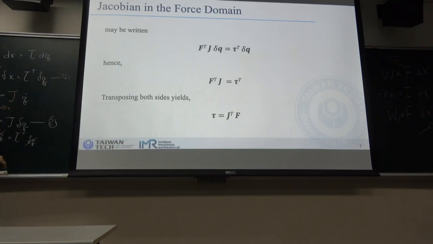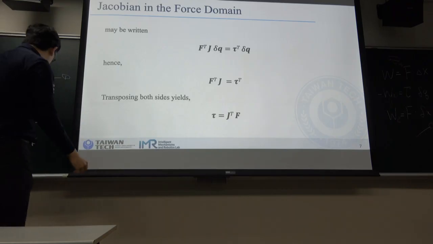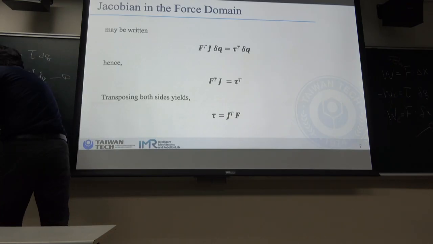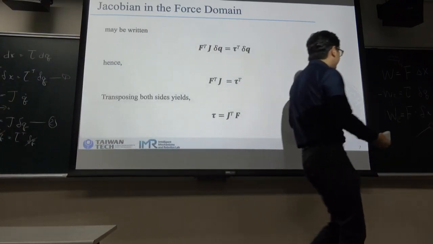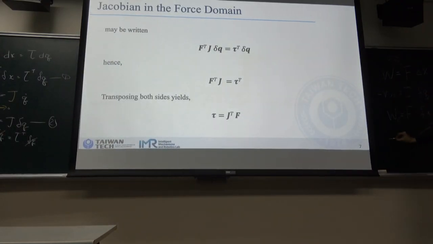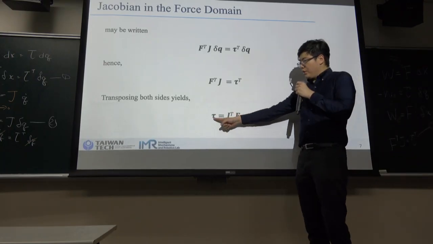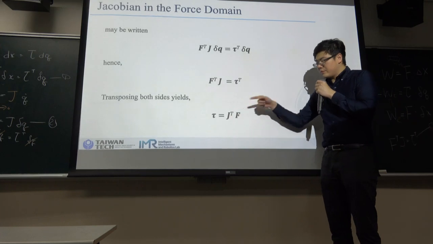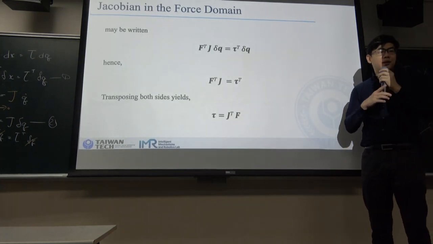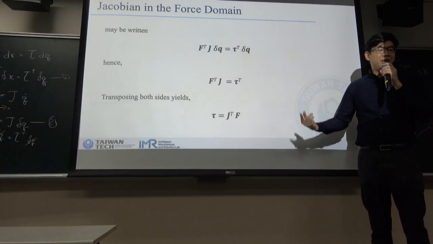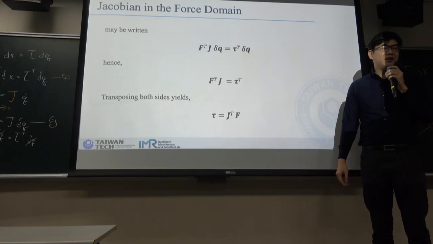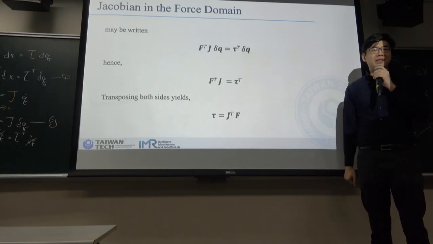Then we can get, I'll write it here. The F transpose times Jacobian equal to torque transpose. Then we can take transpose on both sides. Then we can get torque equal to Jacobian transpose times F. So is this okay? And this is all for the statics. Yeah, so we solve the statics.